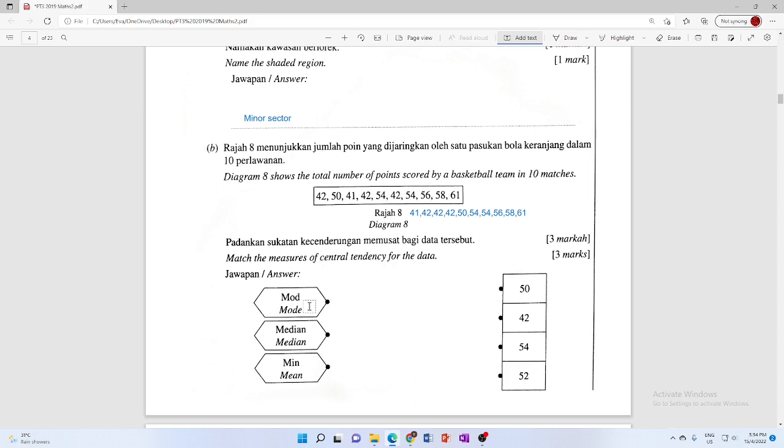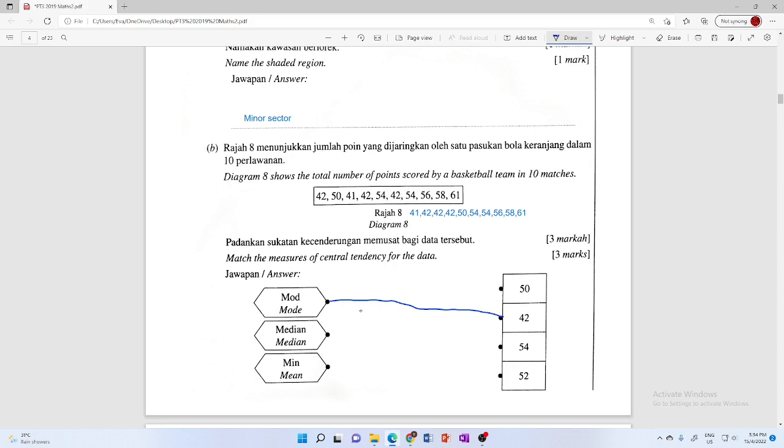And mode is the numbers that appears the most frequently. So the numbers that appear most frequently, that is 42, that appear 3 times. So the answer is 42.